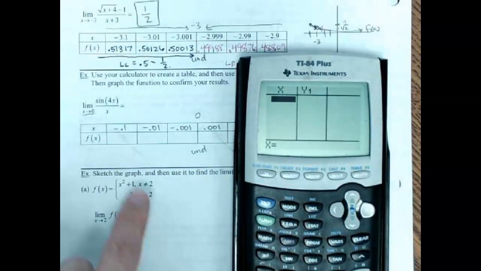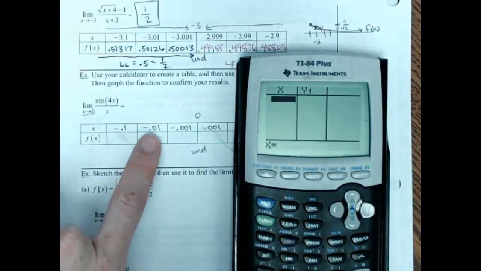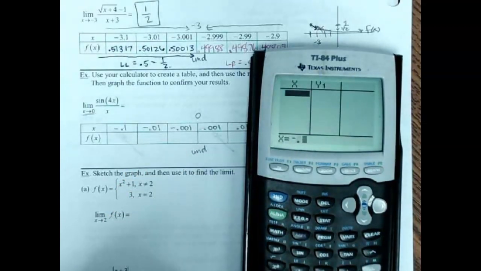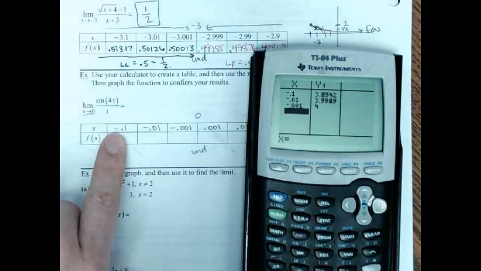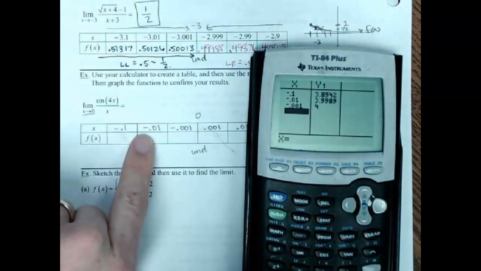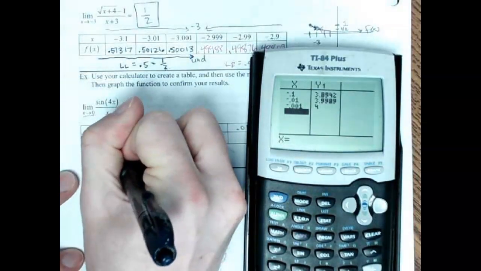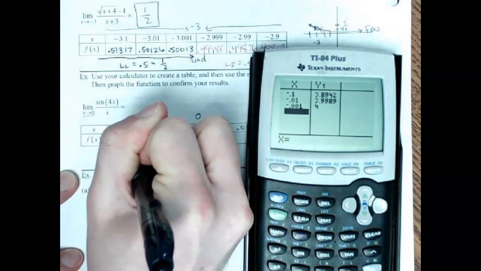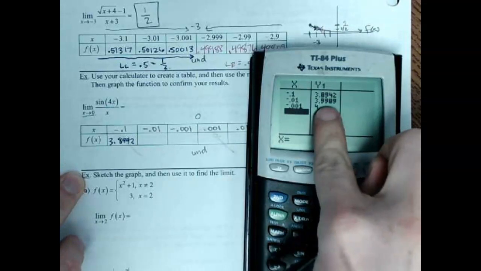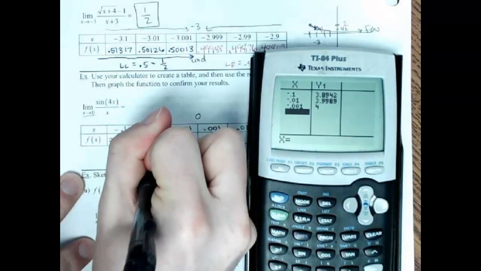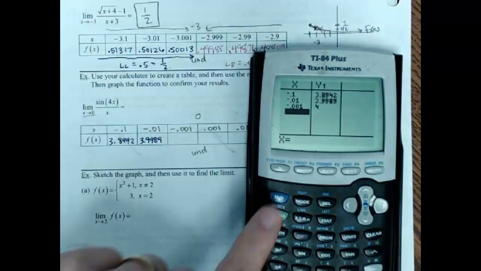Okay, here we go. Starting on the left side, but then we're going to get closer and closer and closer to my target. So -0.1, -0.01, -0.001. So it looks like as I start on the left side and then get closer and closer and closer, that y value kind of started as 3.8942, and then the y value got 3.9989, and then the table says 4.